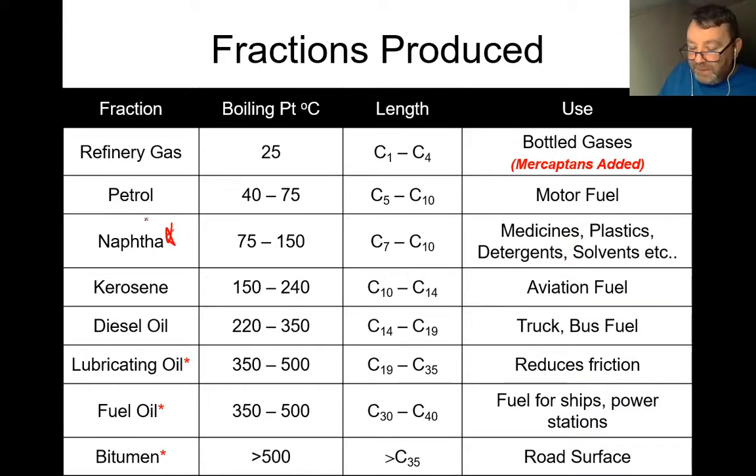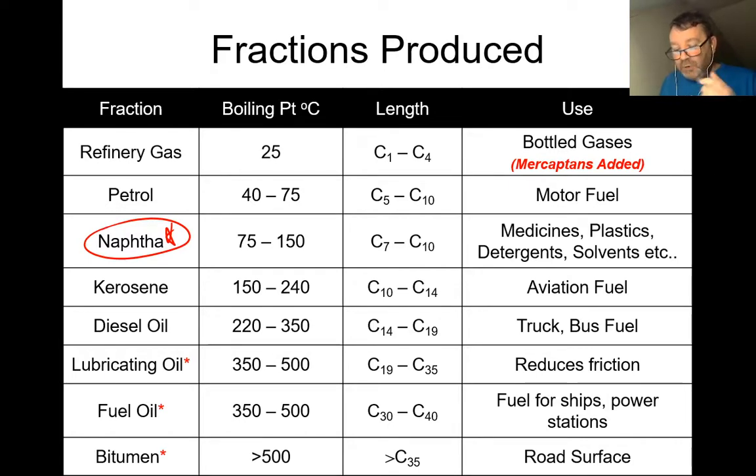That's extremely important. I'm going to mark that out. That's very, very important, because that's where we get our medicines from, our plastics, our detergents, and our solvents. Okay, so there's a massive industry on naphtha alone. That's why it's so expensive. Then we've got kerosene, which is a fuel used for maybe airplanes. Diesel oil, which is heavier than diesel itself now. Diesel oil is a heavier fraction than diesel, and that's used in trucks and buses and so on, the big heavy engines.